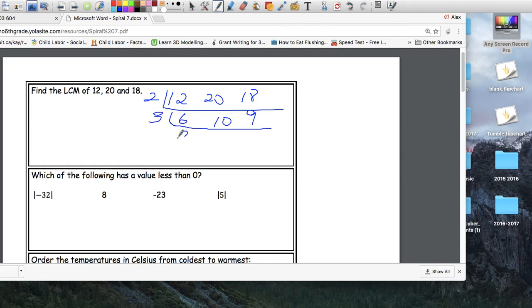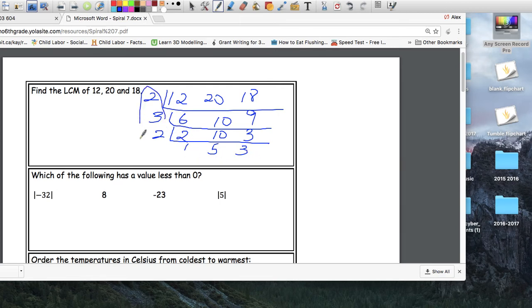6 and 9. So 3. 3 goes into 6 2 times. 3 goes into 10? No, it doesn't. So write the number again. 3 goes into 9 3 times. Can I continue now with 2 and 10? Yes, I can. So 2 goes into 2 once. 2 goes into 10 5 times. And 2 does not go into 3. Okay. Now I'm definitely done. There's no number that can go into any 2 except 1.